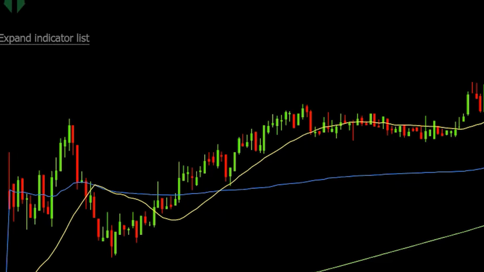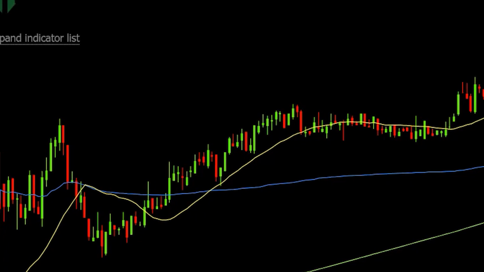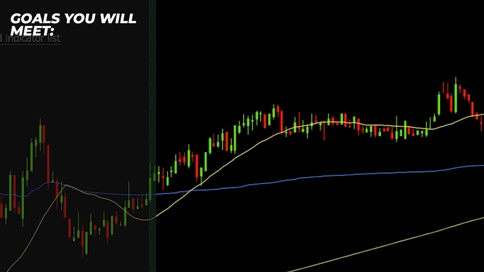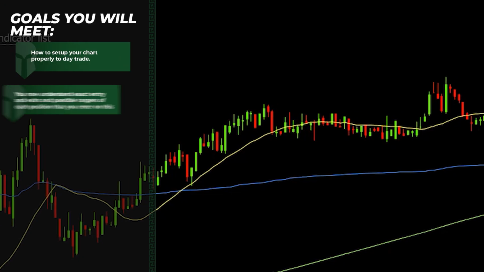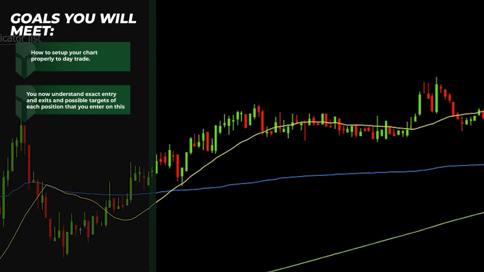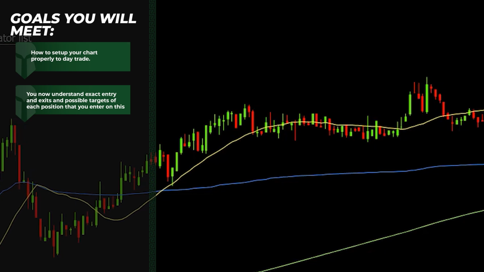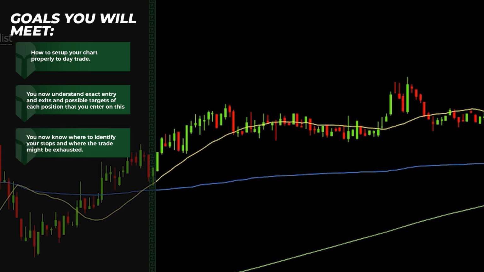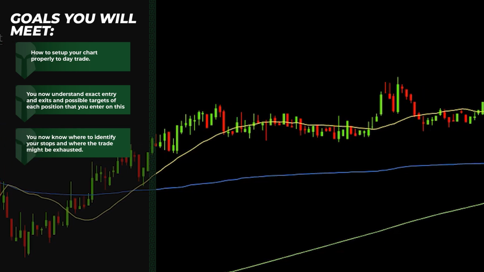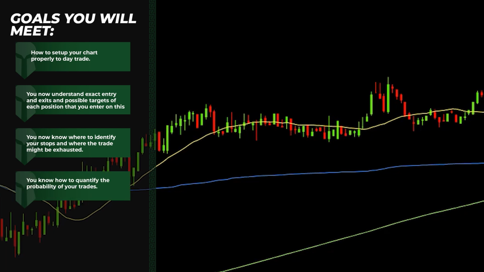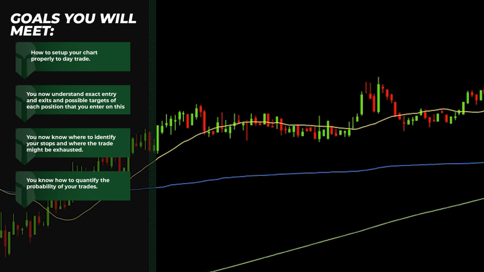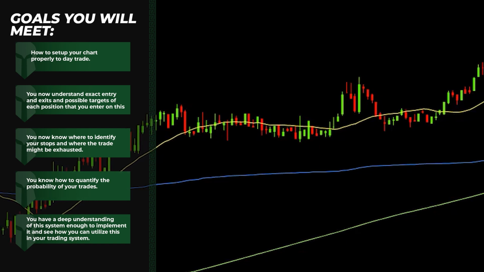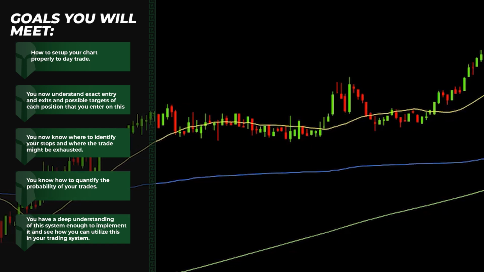You now have a system that you can put in place that will allow you to meet the following goals. You now know how to set up your chart properly to day trade. You now understand exact entry and exits and possible targets of each position that you enter on this. You know where to identify your stops and where the trade might be exhausted. You know how to quantify the probability of those trades. And you should have a deep understanding of this enough to implement this and see how you can utilize it in your trading system.